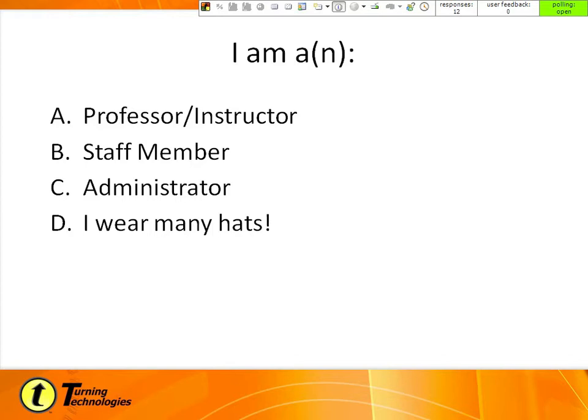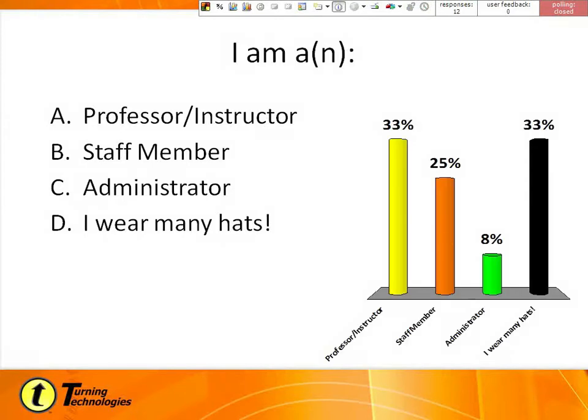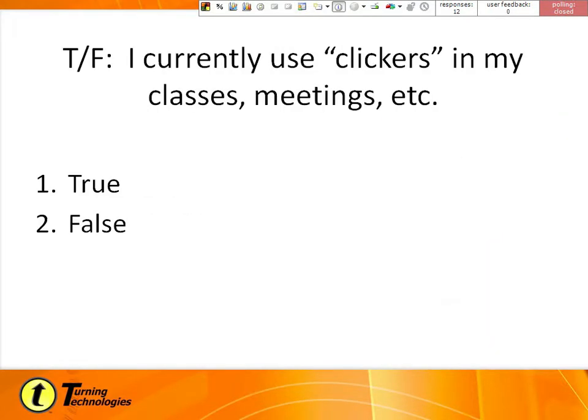All right. Let's see. I think there are 12 of us, so that's perfect. Let's see what our breakdown is here demographically. All right, so we've got a lot of people that wear a lot of hats. A third of us are professors or instructors, and some administrators and staff members. Okay, very good. Thank you very much.